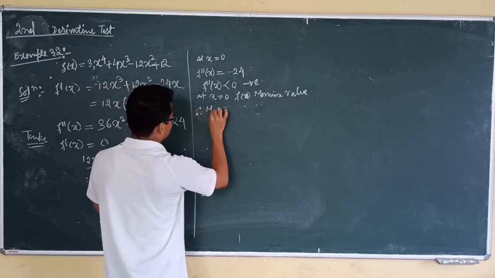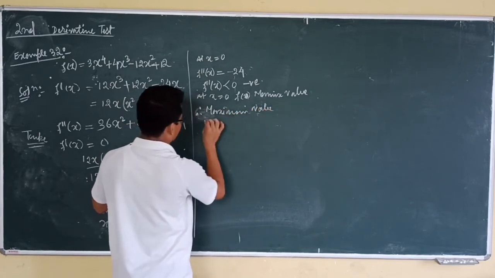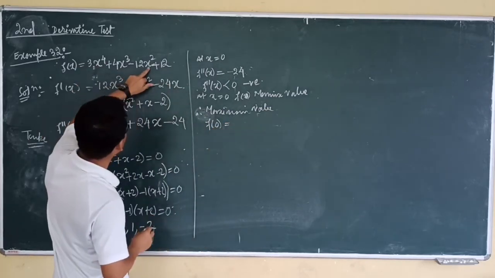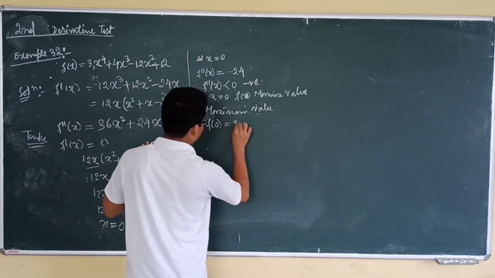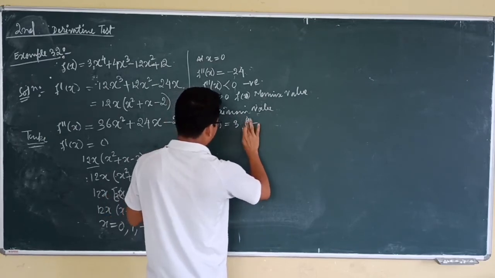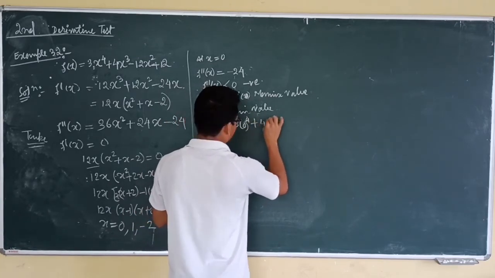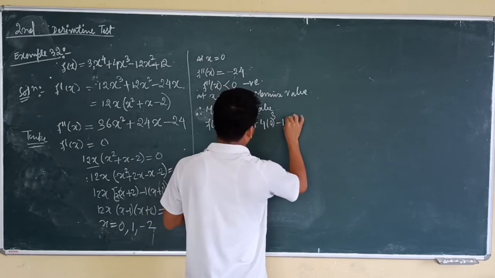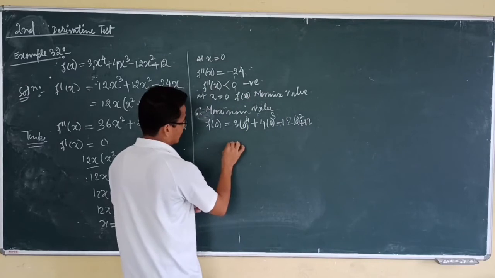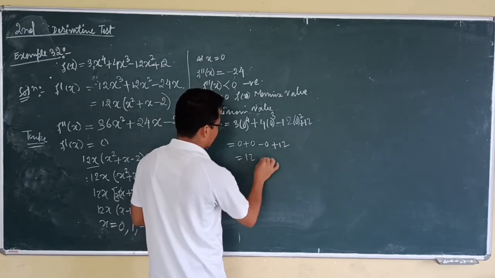Therefore, the maximum value is f of 0. Putting 0, we get 3 times 0 to the power 4 plus 4 times 0 cube minus 12 times 0 square plus 12. So we get 0 plus 0 minus 0 plus 12, which is 12.